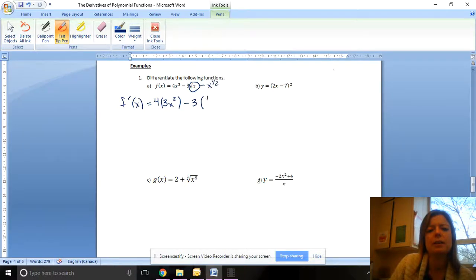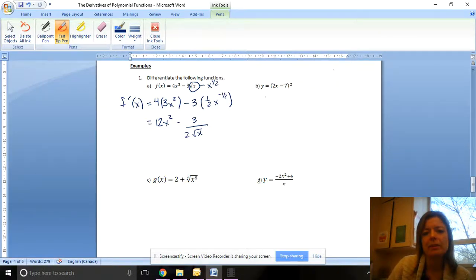So its derivative is 1/2 x to the negative 1/2. Okay, so this is what we call the raw derivative. It's not actually simplified, so we want to simplify it further. So this gives us (12x squared minus 3) over 2 root x. That is how we would want to leave it.